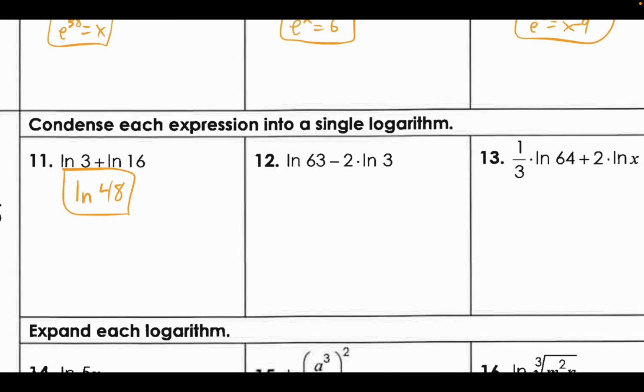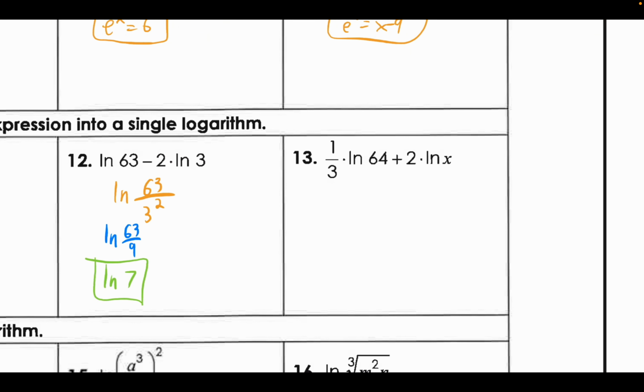On number 12, when we see subtraction, it's not really subtraction, it's actually division. But also, when we see a coefficient, it's not actually a coefficient, it's actually an exponent. And so this is actually 3 squared. And so this becomes natural log of 63 over 3 squared. And so I have to do 3 squared and then divide 63 by that result, because order of operation dictates I do the exponent first. And so this becomes natural log of 63 over 9, and that becomes natural log of 7.